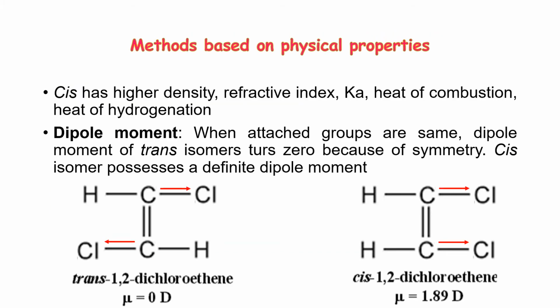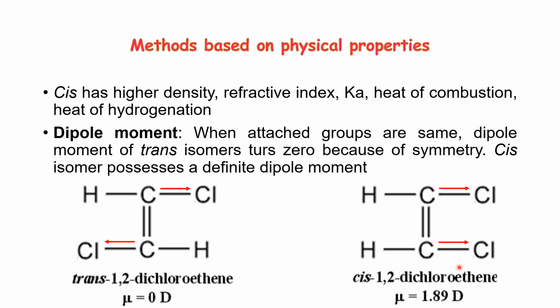Apart from this, cis isomer also has higher density, refractive index, dissociation constant, heat of combustion, and heat of hydrogenation. So based upon this comparison also, you can distinguish between the two isomers. Dipole moment, if we talk about, it is similar to the polarity. We have seen the explanation.